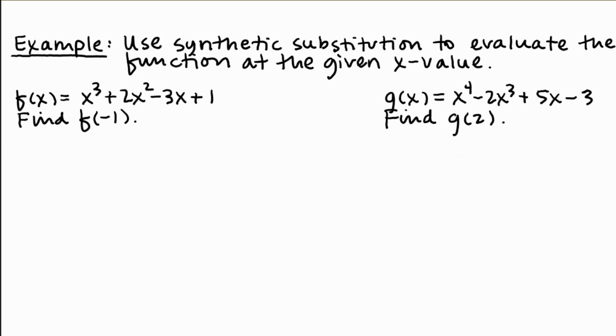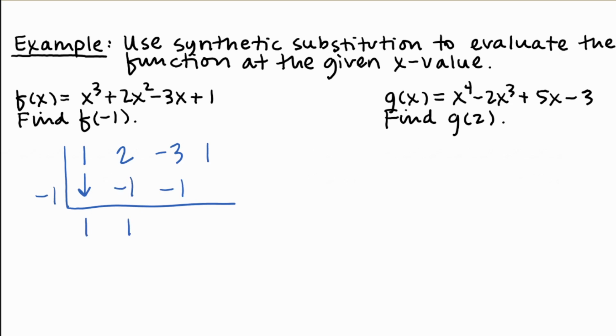We can do that. So I'm going to copy in the coefficients like I'm doing synthetic division. So 1, 2, negative 3, 1. Okay, I don't have any missing powers of x, so I don't have to worry about any zeros or anything. And I'm going to run negative 1 through here. So I'm multiplying and adding, multiplying and adding.